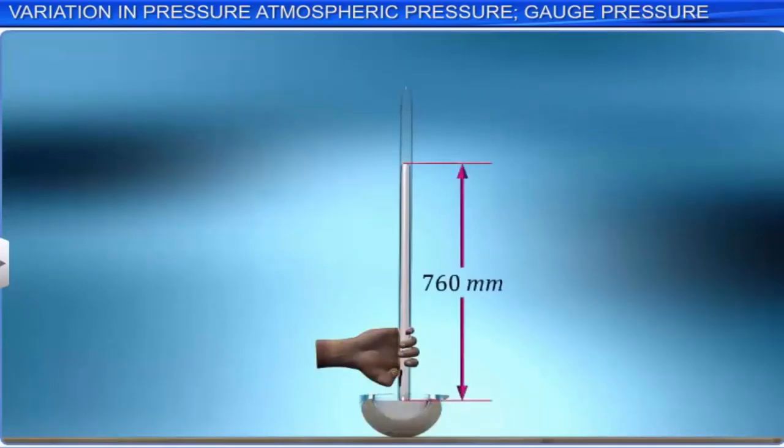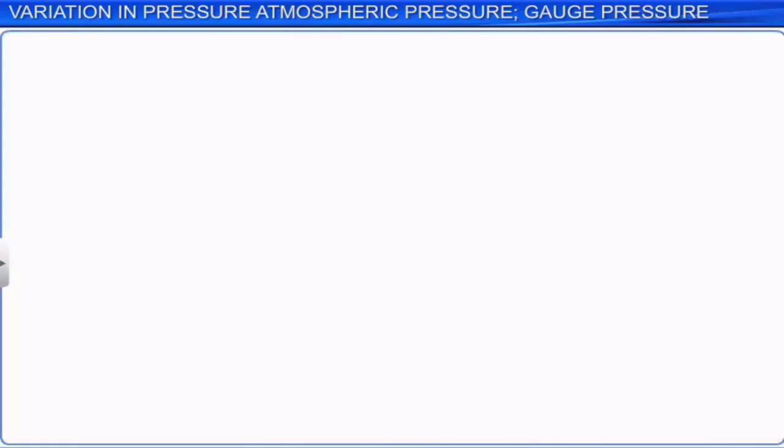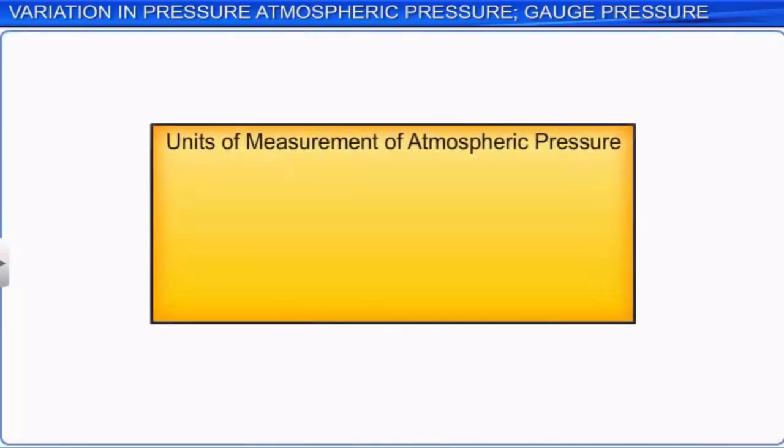There are different units of measurement for atmospheric pressure. It can be measured in millimeters or centimeters of mercury column in the barometer, or Torricellis. 1 Torricelli is equal to 1 millimeter of mercury column. Or in Newton per square meter or Pascal in SI, or dyne per square centimeter in the CGS system, or in bars. 1 bar is equal to 10 raised to the power of 5 pascals.